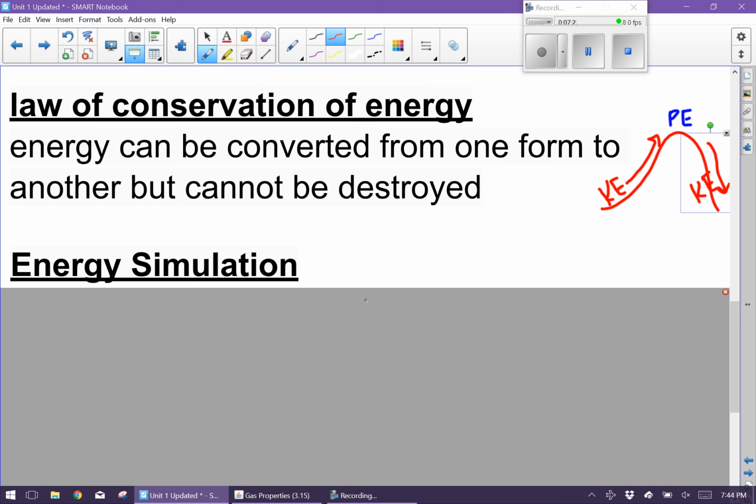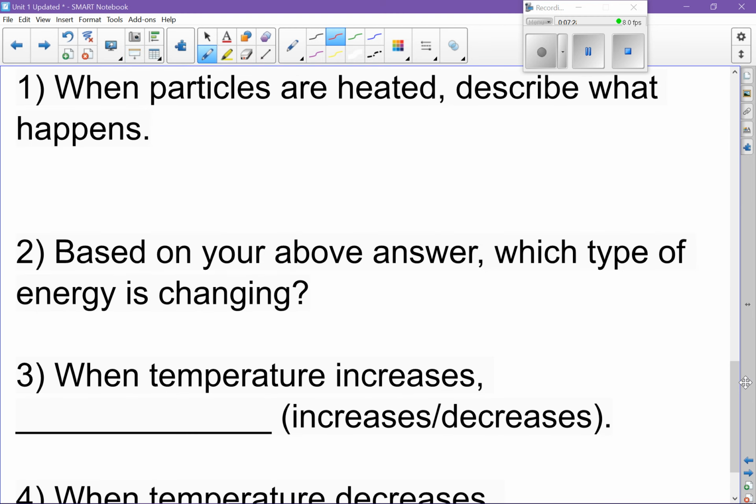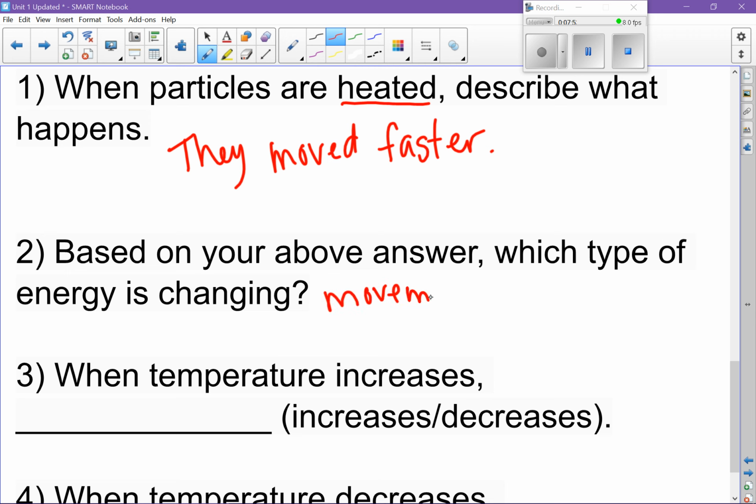I'm going to go back and we're going to try to put that together into some of these questions. So question number 1 says, when the particles are heated, describe what happened. So when we heated those particles, what happened was they moved faster. They were bouncing around, flying across the walls, bouncing into everything, but they did it fast. Okay? Based on your above answer, which type of energy is changing? Because we changed how they moved, the energy of movement is kinetic energy. So when we changed the temperature, we were changing their kinetic energy.